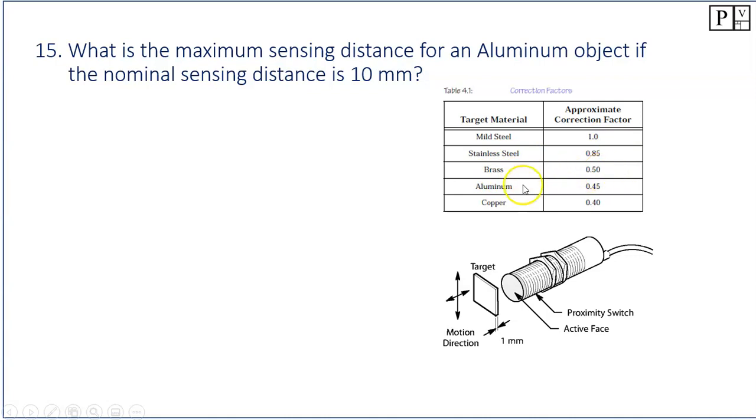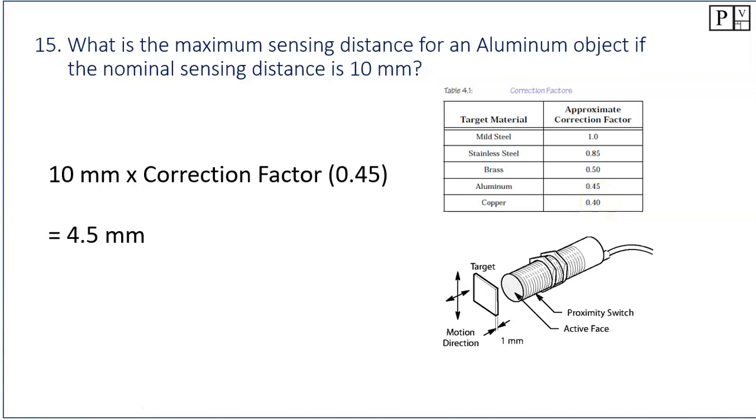Brass, we're going to get 50%, aluminum, we're going to get 45% of our sensing distance, and copper, we're going to get 40% of our sensing distance. Okay, so if I have a 10 mil maximum or nominal sensing distance and I'm looking at aluminum, then I'm only going to get 45%, so I should be very close to the sensor. I need to be within 4.5 mils on the sensor for it to accurately catch that piece of aluminum going by. So there is a correction factor for different types of metals.